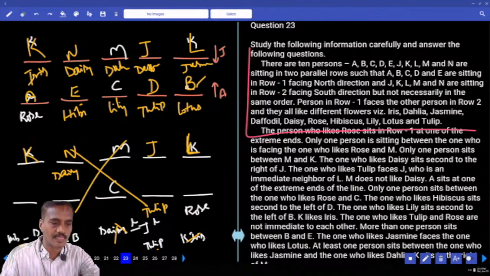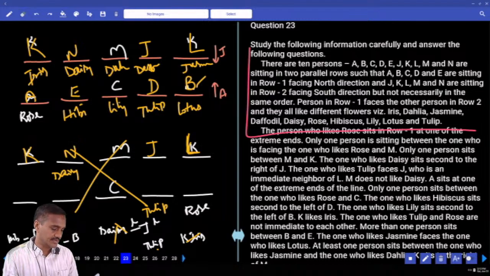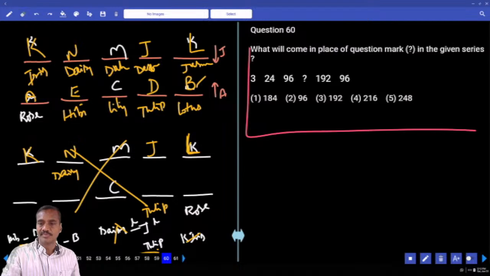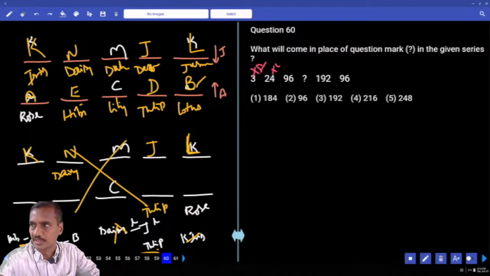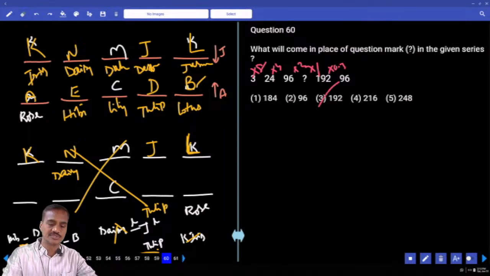Number series. Question number 60: finding the missing number. Now 3, 24, 96. What happens? 3 into 8, write it down. Next one, into 4 gives 8 into 4. Next it has to be into 2. Here, into 0.5, and this is into 1. And 192 is the answer, choice 3. Into 8, into 4, into 2, into 1, into 0.5.